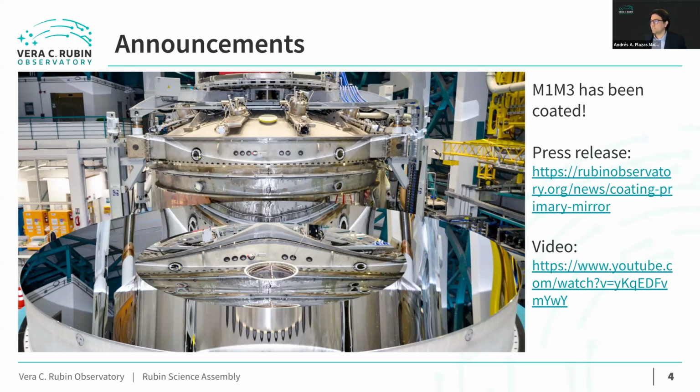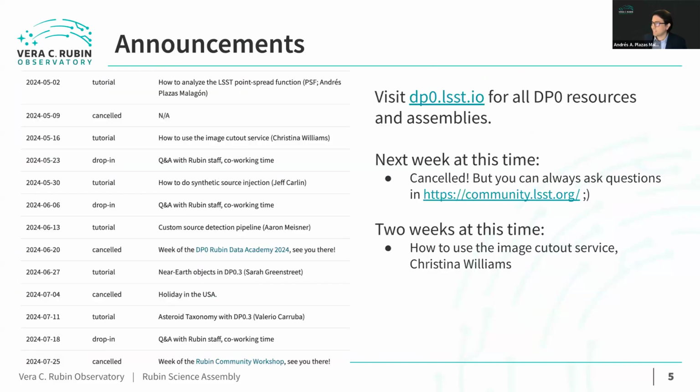There is a very nice video of the coating of the primary and tertiary mirror of the LSST, of the Rubin Observatory Simonyi telescope, along with a press release. It also has versions in Spanish as well. So check that out. This is pretty cool and mesmerizing as well.